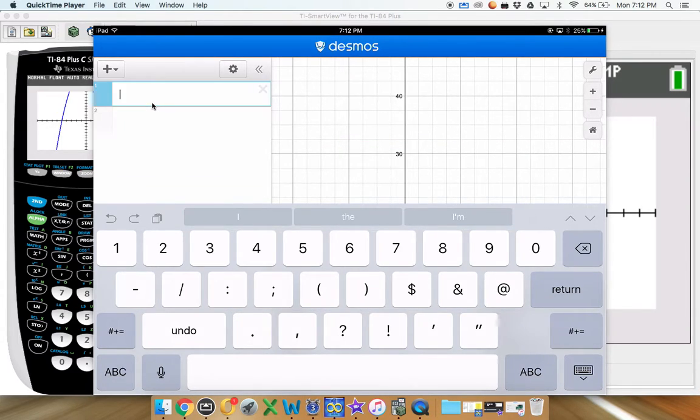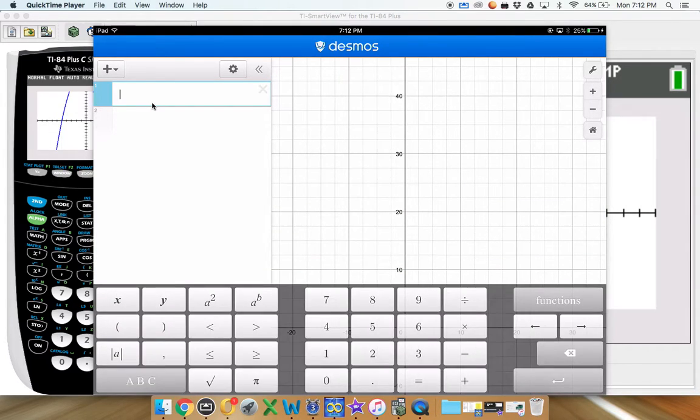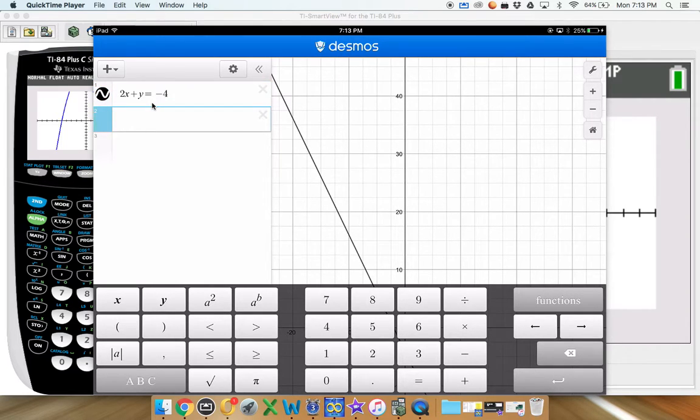I have no idea what's going on here. Okay, here we go. So what do we have? 2x plus y equals -4. And then your second one, it's going to be -3y equals 2x and then plus 12.